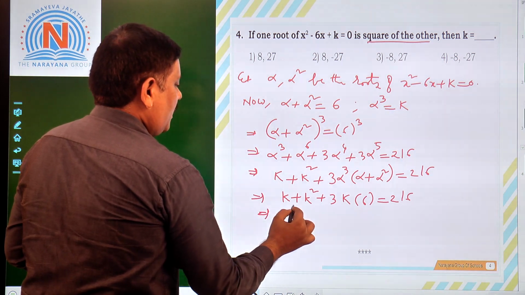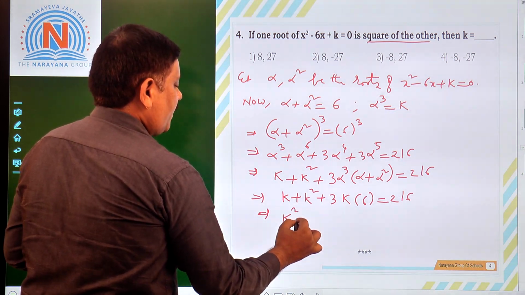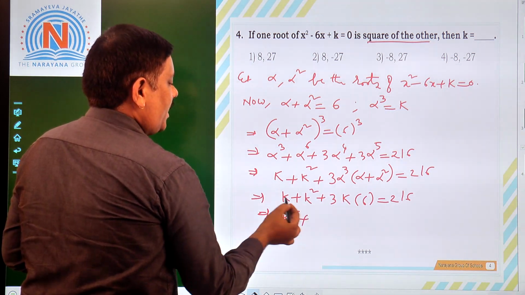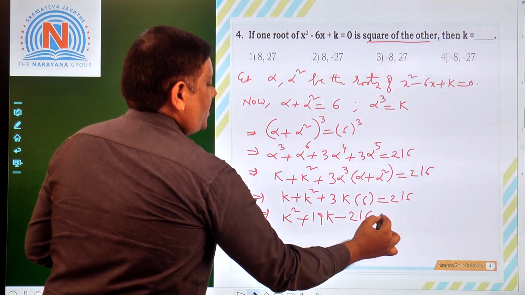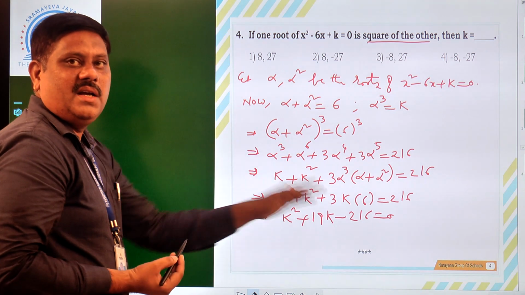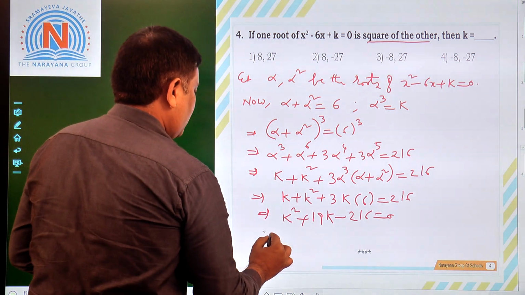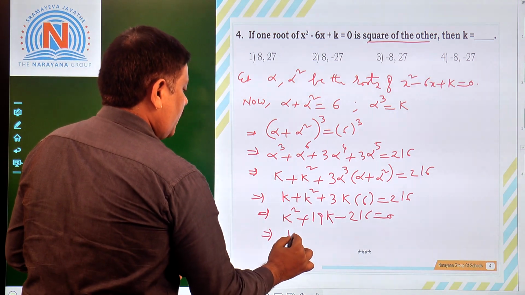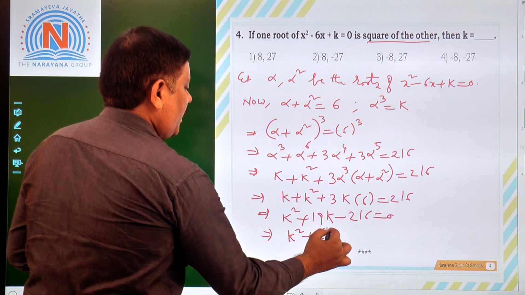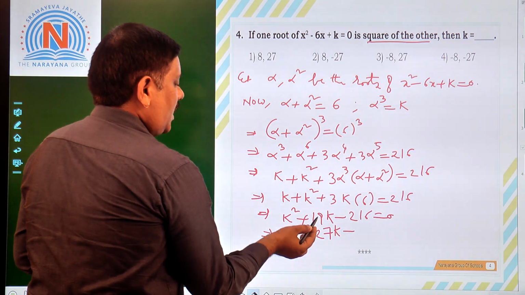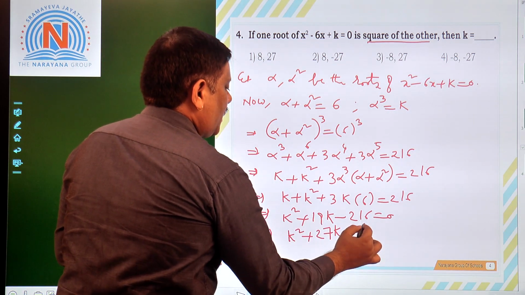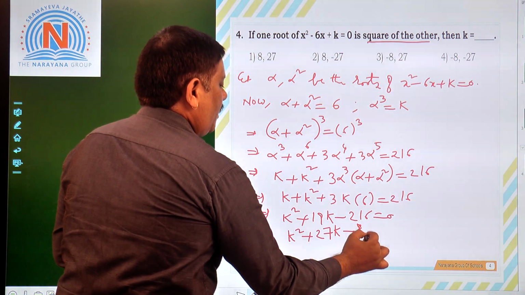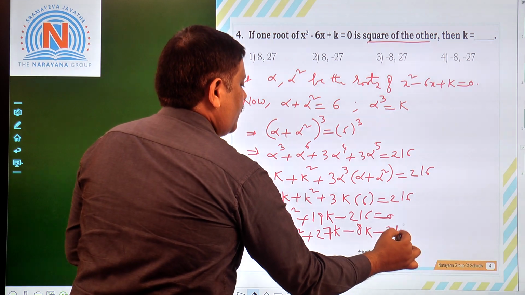That implies if you simplify this, it is going to be k square plus 3 into 6, 18k plus k, that is 19k, plus 216, which means minus 216, is 0. If you transpose it to the left side, it will be minus 216. What are the factors of 19 and 216? So that is k square plus 27k, since 27 times 8 is 216. So as you have plus 19k minus 216, you have to take plus 27 as well as minus 8k. Okay, minus 216 is 0.